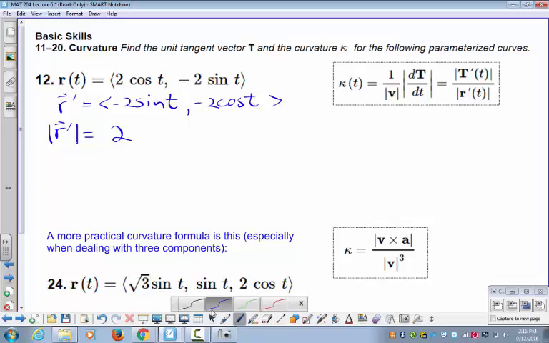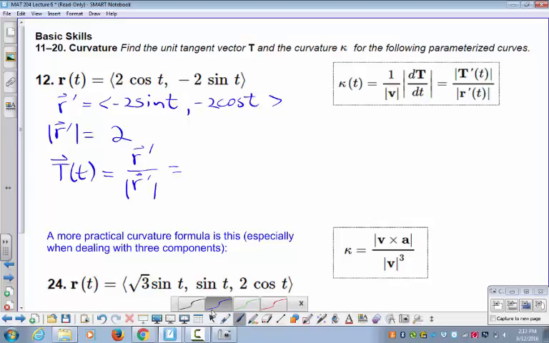That's 2. The parameterization of that is a circle of radius 2, the r out in front. If you're not absolutely sure, just do it step by step: square, add, take the square root. It's fine. All right, so we get a speed of 2. So according to that formula, we need to figure out capital T. Capital T is the unit tangent vector, that is found by doing r prime over the speed.